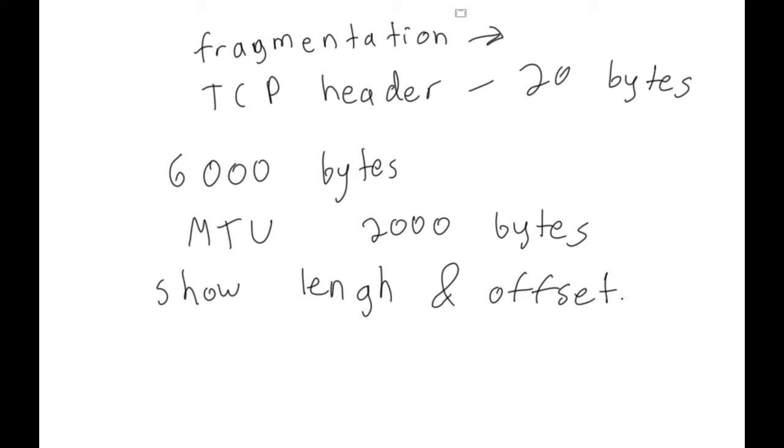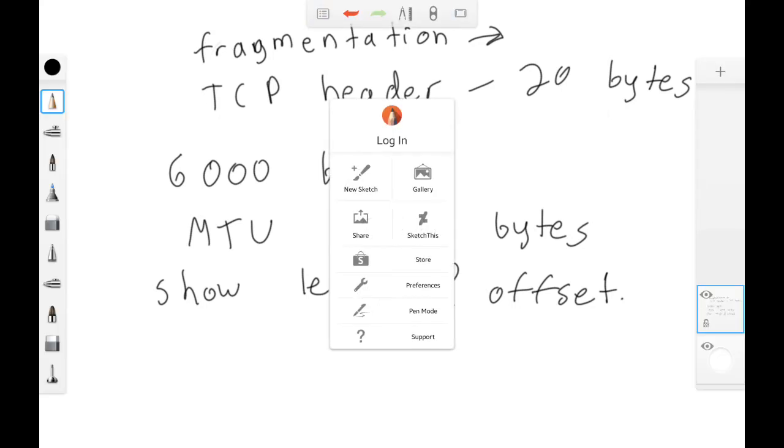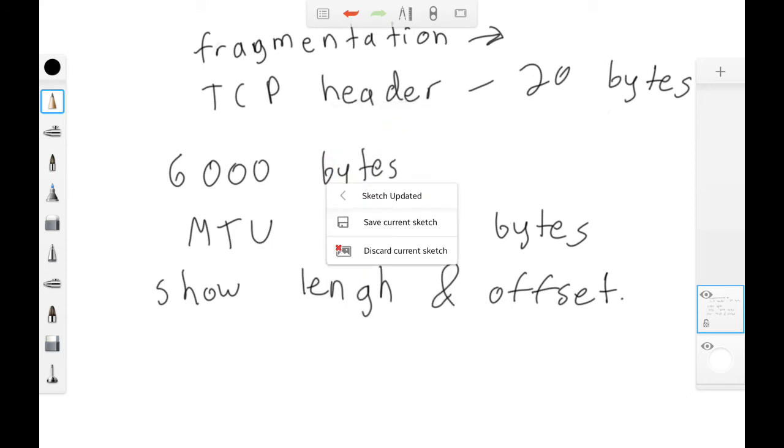So, at first glance, if you forgot about the headers, you'd say, oh, that's easy, 6,000 divided by 3. Then you'd have 3 fragments, 2,000 each. Well, no, that's not correct. It's not correct because for each fragment, you need a header. Anytime you send anything through TCP, you need a header. And this header is 20 bytes. So, I'm going to create a new page and explain that in greater detail.